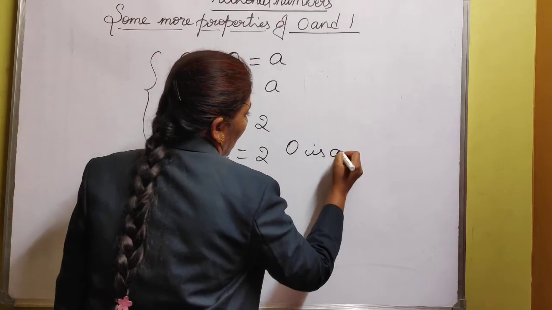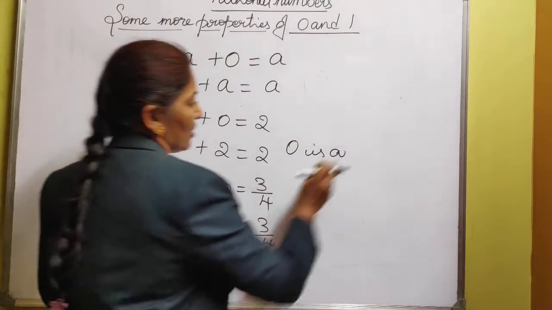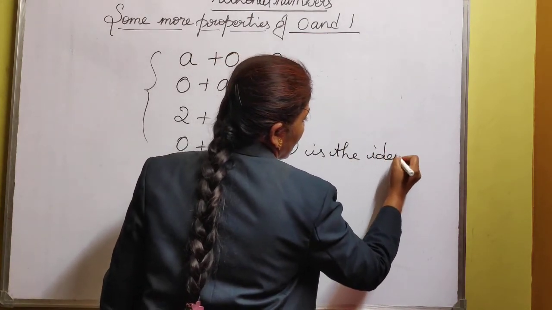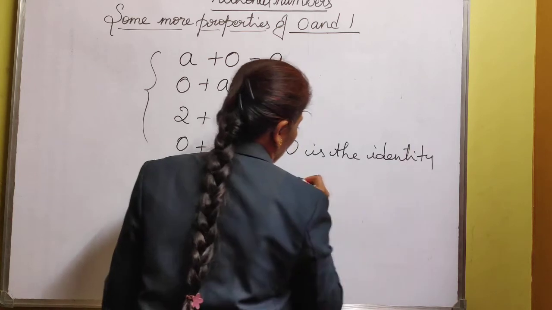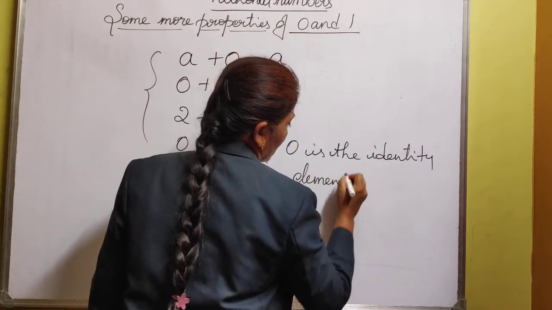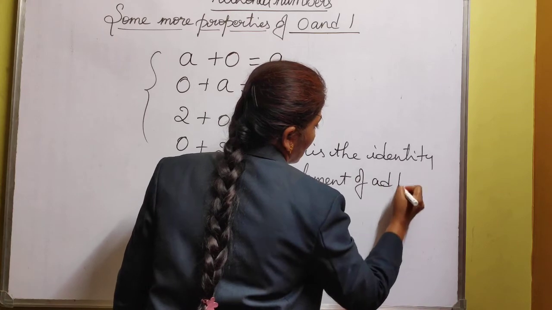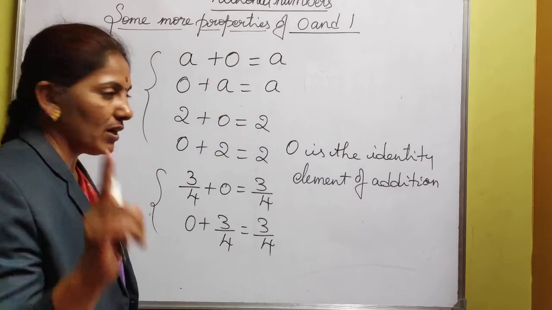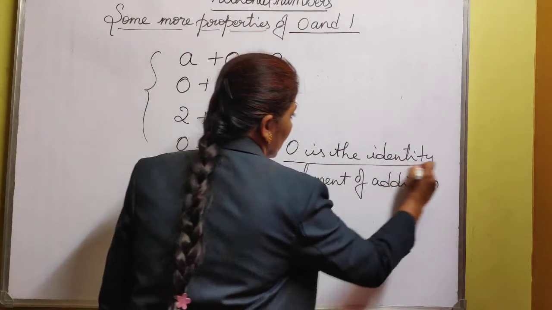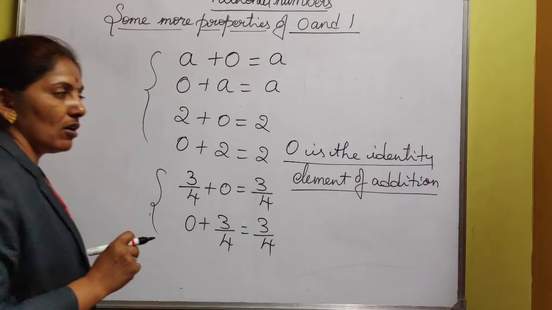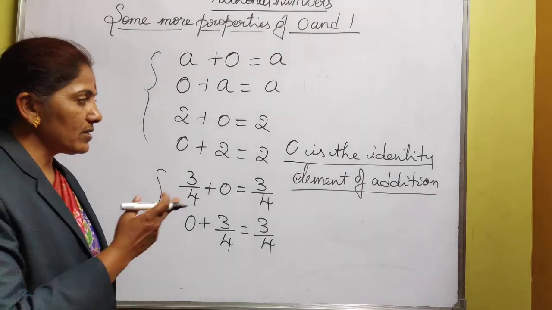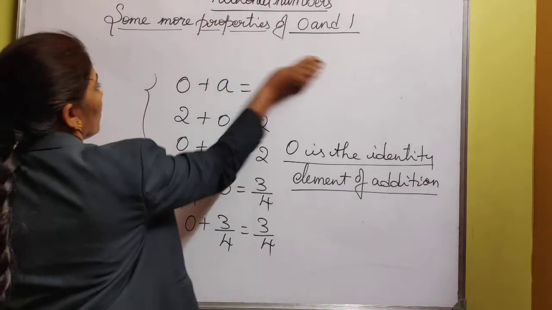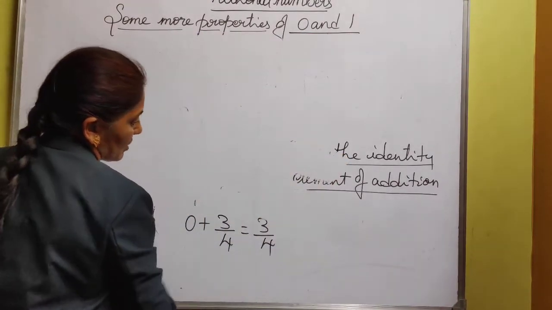0 is the identity element for addition. 0 is the identity element of addition. So what is the identity element of multiplication? 1 is the identity element of multiplication, whereas 0 is the identity element of what? Addition. So this is all about the property of 0 and 1.